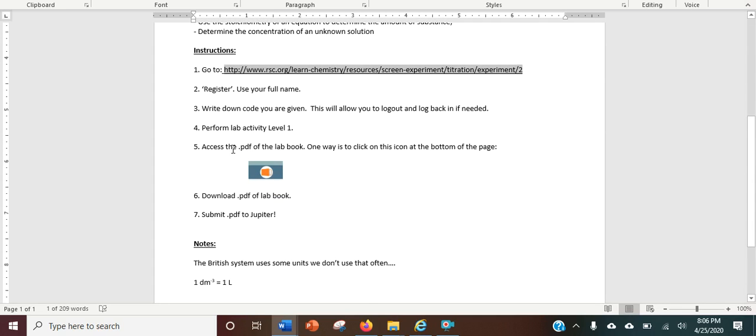And once you're completely done with lab activity level 1, there should be a lab book icon on the bottom of the page. You click the icon, that will open the lab book, which is basically what you've done in the lab. So think of it as like a completed worksheet. You can then download the worksheet, and then you're going to submit the PDF on Jupyter.